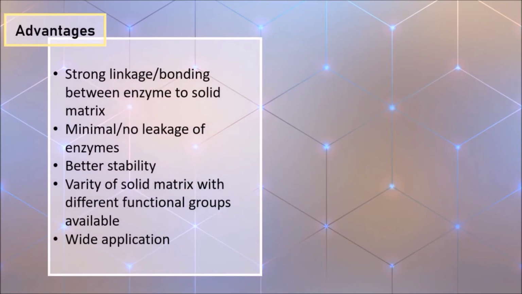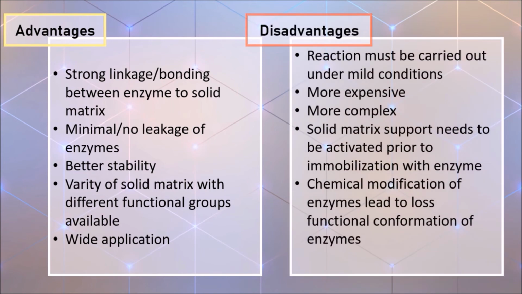Covalent bonding has several advantages. It involves a strong linkage or bonding between enzyme and the solid matrix. There will be minimal or even no leakage of enzyme, with better solubility. There is a variety of solid matrices with different functional groups available, so covalent bonding can be applied in the right application. However, there are several disadvantages in covalent bonding.